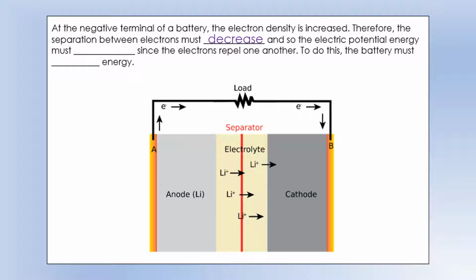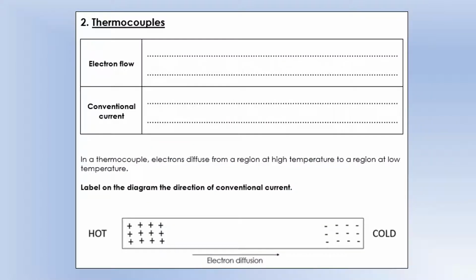Because electrons repel each other, you have to put in energy to pack them close together. So in this case, we're still increasing the electric potential energy, even though we're doing the opposite thing. This time we're decreasing the separation, and that's because electrons repel each other, whereas previously the molecules were attracting one another. So the battery must supply energy, and that's what the chemical reaction inside the battery is for. Okay, so those are some similarities.